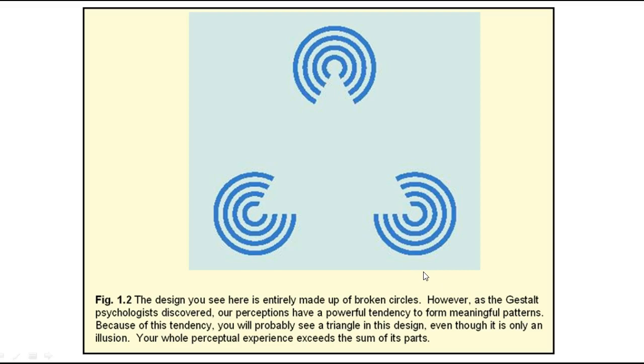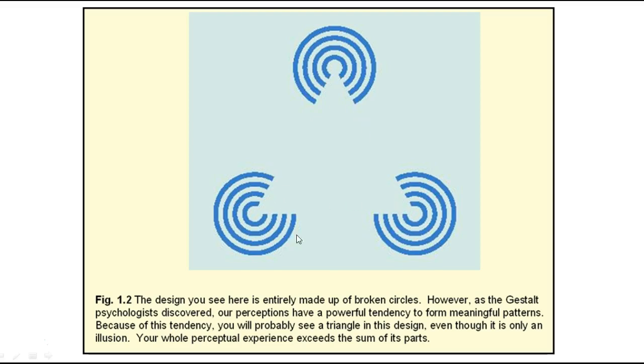If you take a look at this graphic, you'll see that it's made up entirely of broken circles, right? If you just look at the circle part of it, all of them are broken circles. That's all they are. However, a Gestalt psychologist would say that your perception has a powerful tendency to form meaningful patterns. Because of that, you will see a triangle in this design, even though that triangle is only an illusion, right? The triangle isn't actually drawn here. All that's drawn are broken circles.